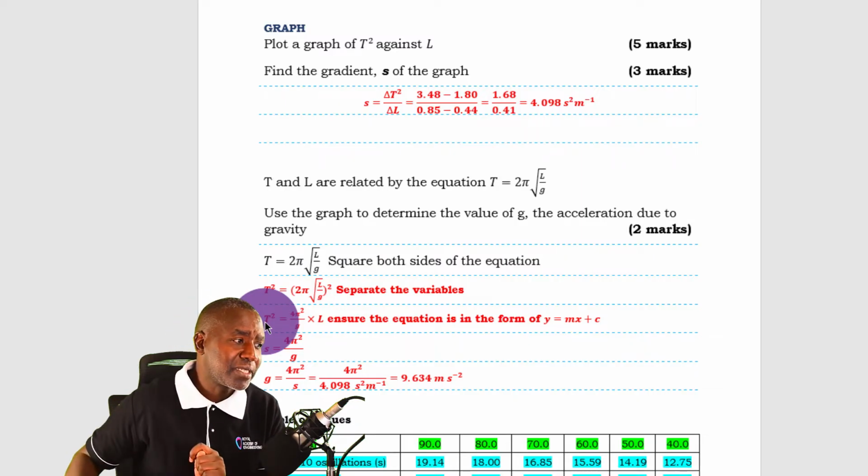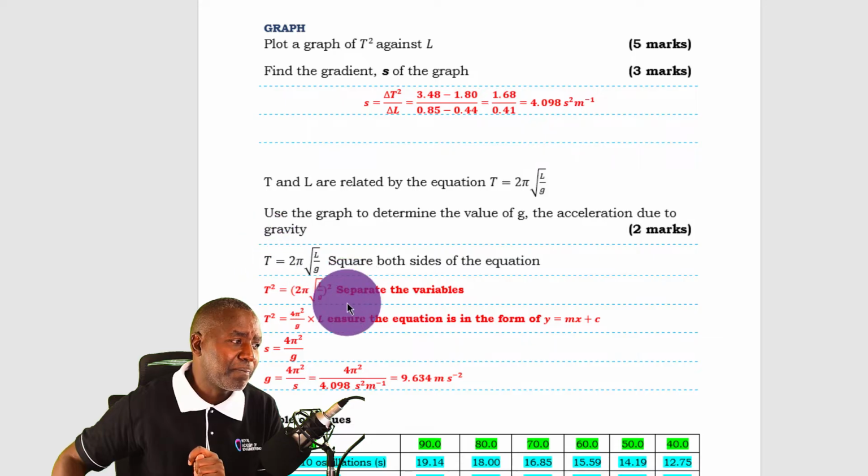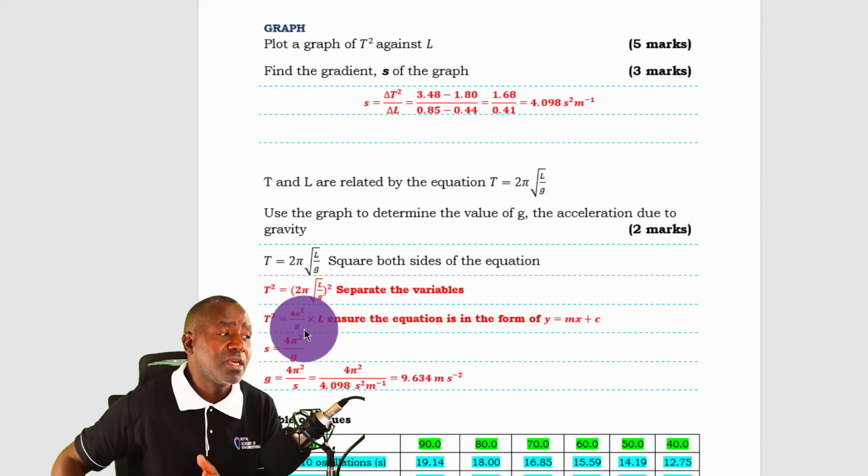You have separated the variables. Like here, I've already separated them. T squared on the y-axis, L on the x-axis, then it means 4 pi squared over g is equal to the gradient. But we have not come to that.